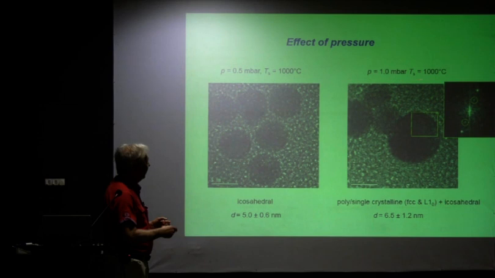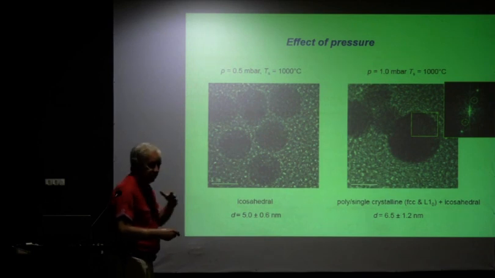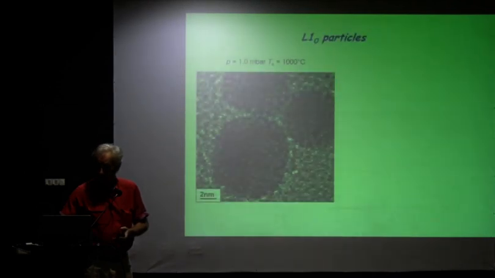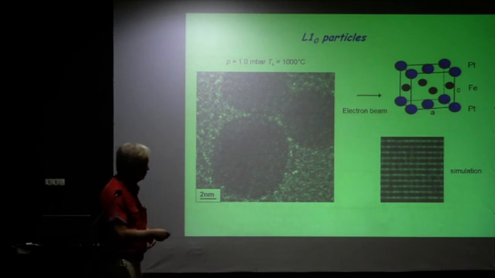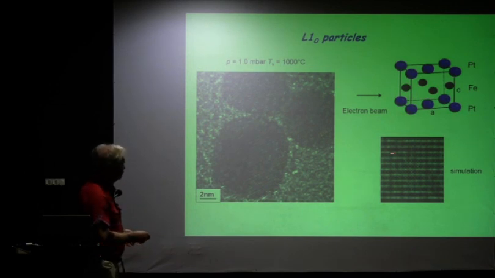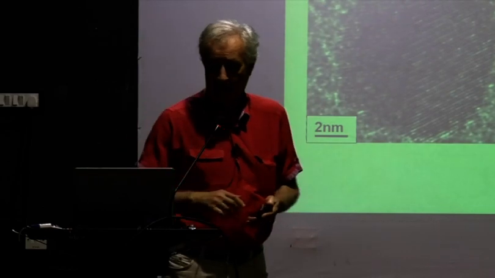So by playing around with the temperature and pressure, you start finding regions which become face-centered cubic and L10. For example, here that would be more like face-centered cubic, but you have anyhow a certain mixture. If you look closer at certain regions and do some simulations with respect to the electron beam, you see these kinds of planes, which are characteristic of the L10 particles.